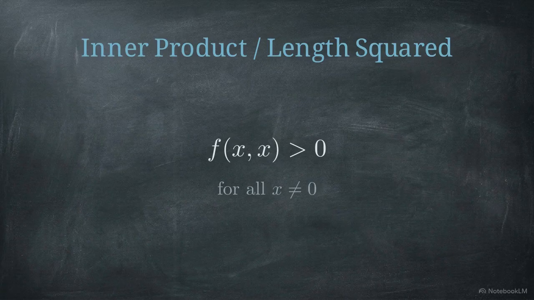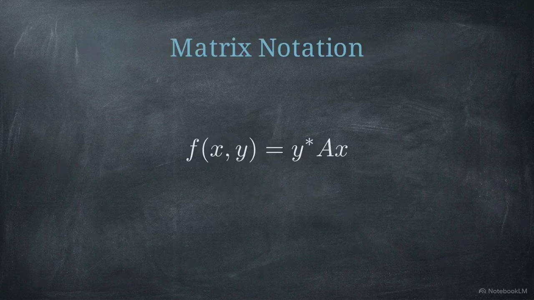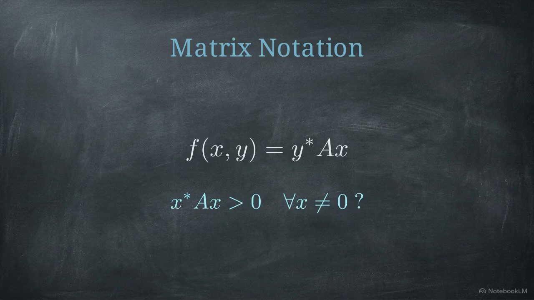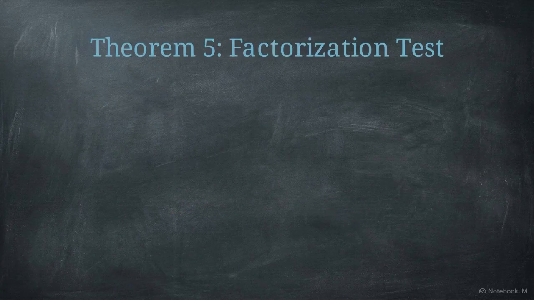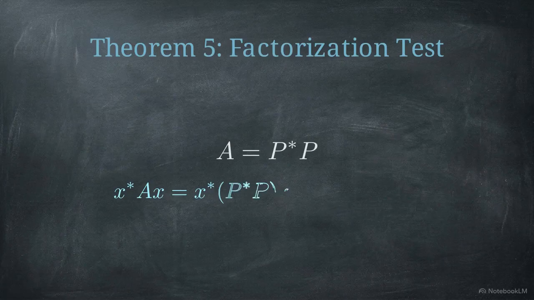To function as an inner product, the length squared of any non-zero vector must be greater than 0. The form remains strictly positive unless the vector itself is 0. To calculate this for a specific basis, we translate the abstract function into matrix notation. The form is now expressed as y star times matrix A times x. Testing every possible vector to prove positivity is impossible.